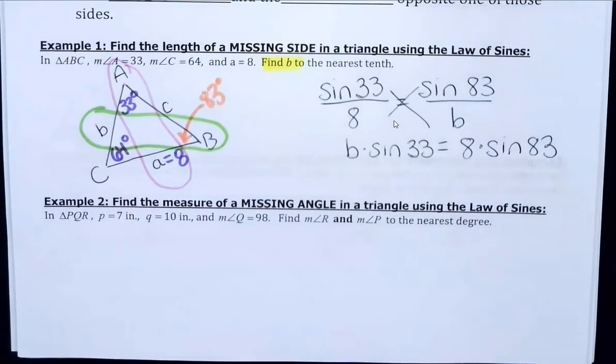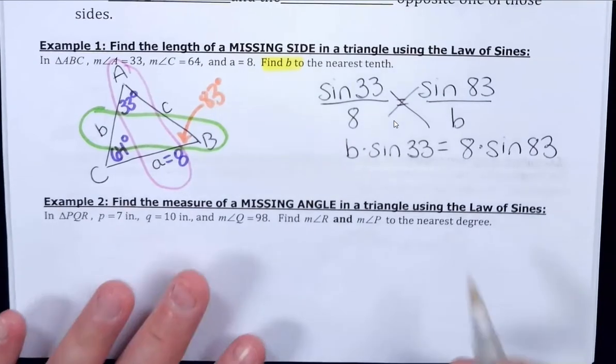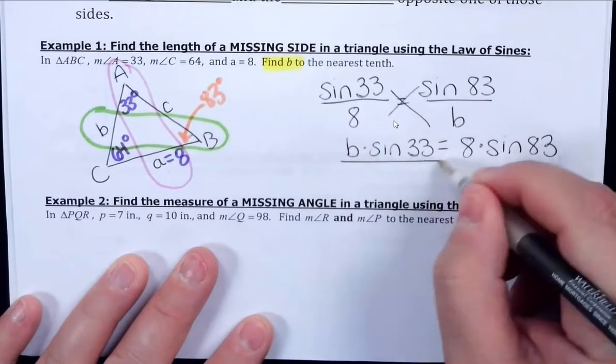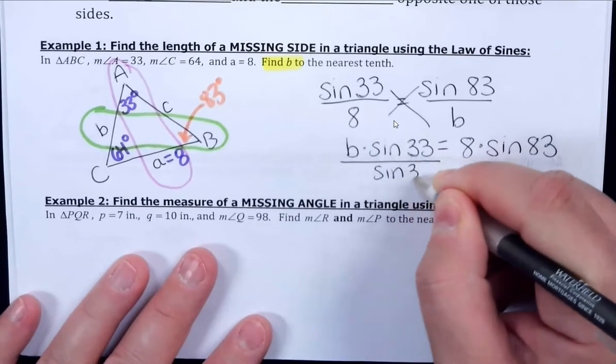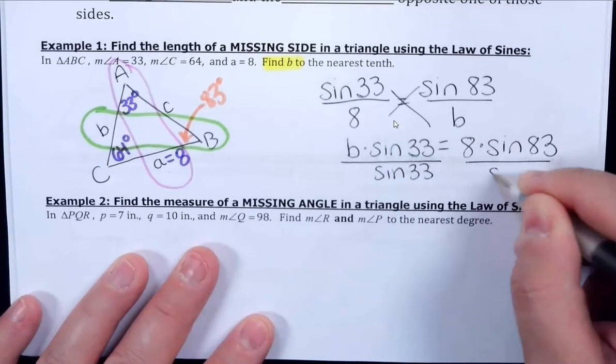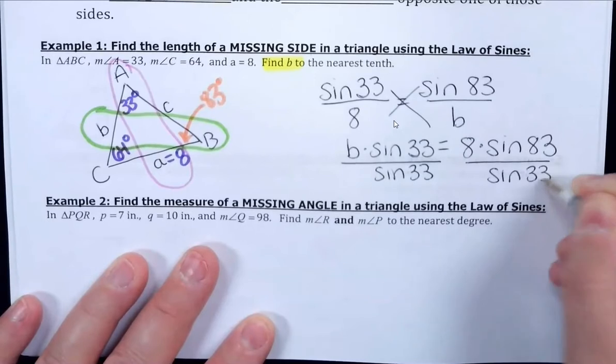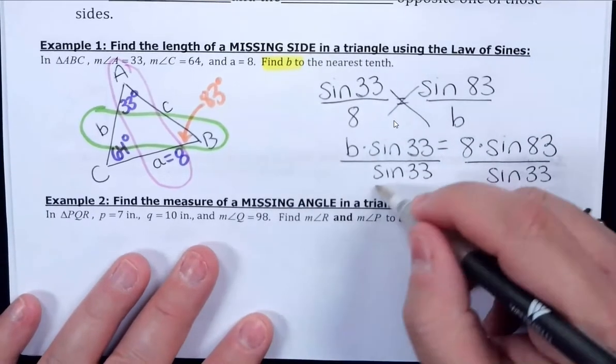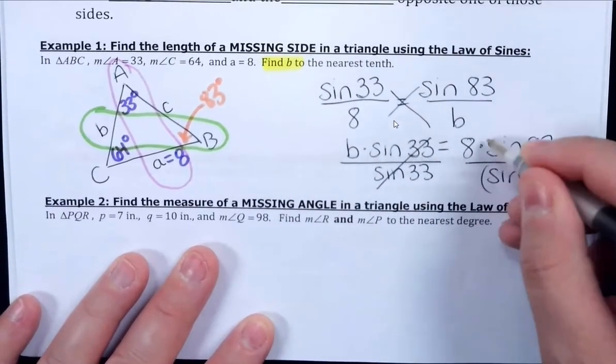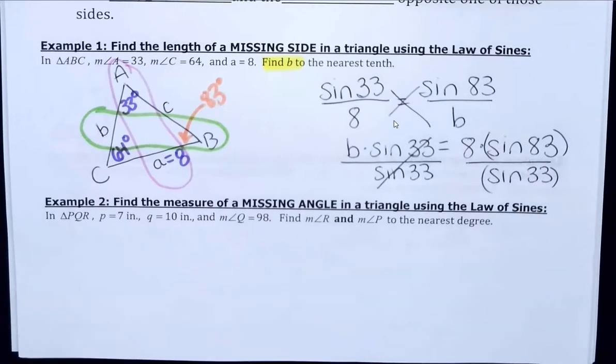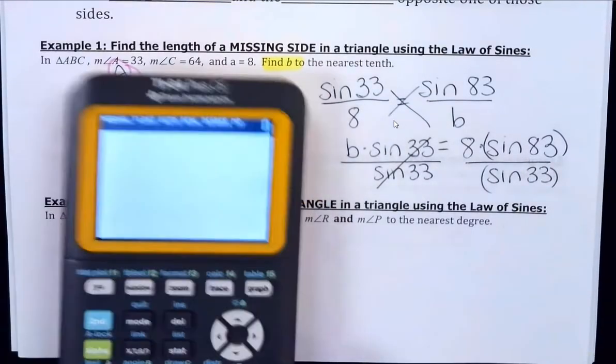And really, this is just a lot of work that you're going to do on the calculator, all right? To get B by itself, I am going to end up dividing by the sine of 33. Now, you do not cancel the signs out or anything like that. The sine of 33 is a number, the sine of 83 is a number. So don't cancel the signs out or anything like that.